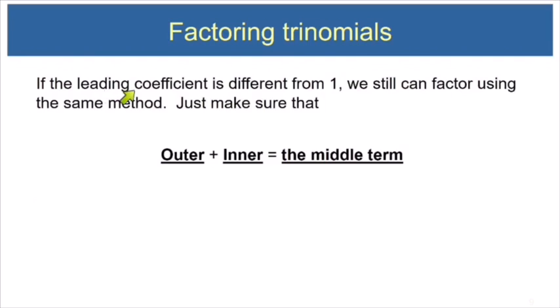Now, when the leading coefficient is different from 1, we can still factor using the same method we just saw, but we just have to make sure that outer plus inner adds up to whatever the middle term is. So you need to be careful and not fall into the trap of thinking that your two numbers are always going to add up to your middle term. They will not, but outer plus inner will add up to the middle term.